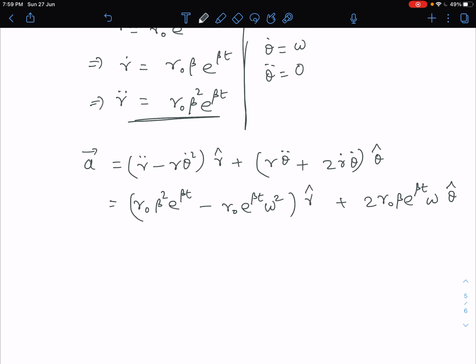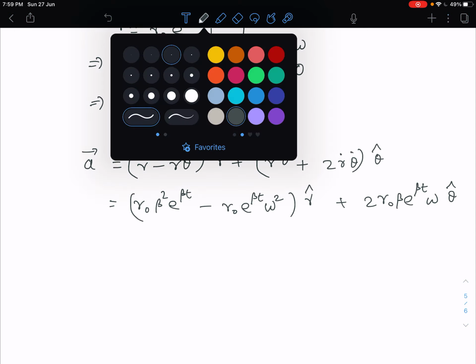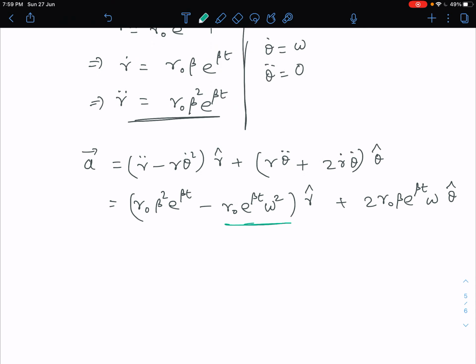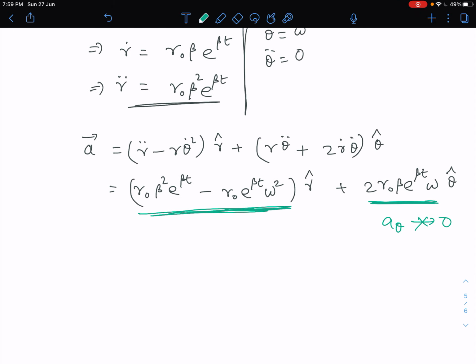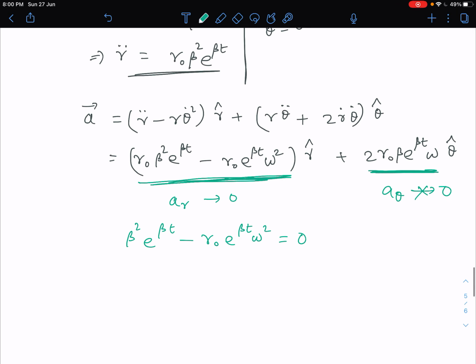So this term is subtracted from this term, so it may be possible that this can go to 0, but the theta part is not anyway 0, because even at t equals 0, it is 2 r naught beta omega. So the theta part will never go to 0, but the r part, the ar part, can go to 0. That means r naught beta square e to the power beta t minus r naught e to the power beta t omega square is 0.